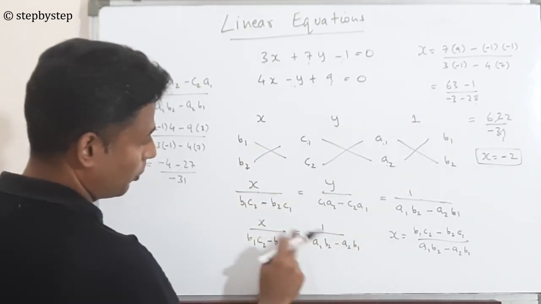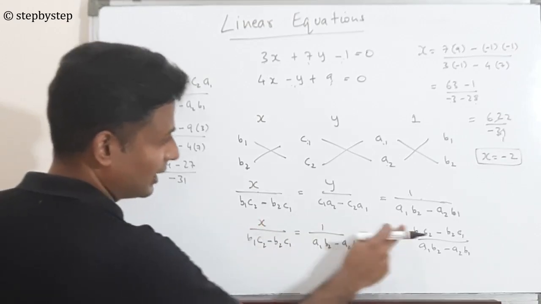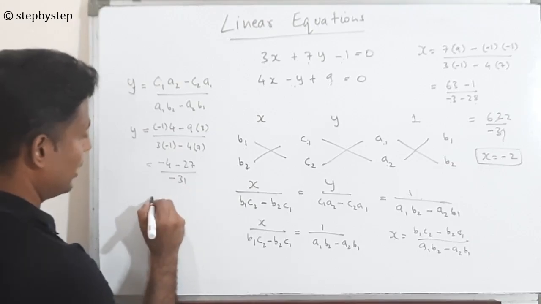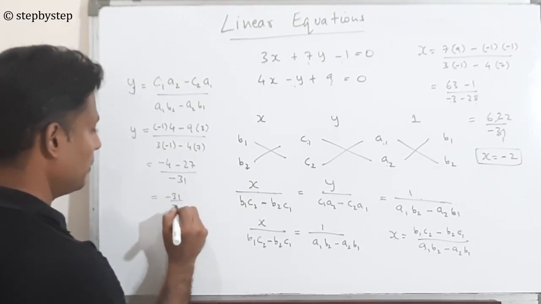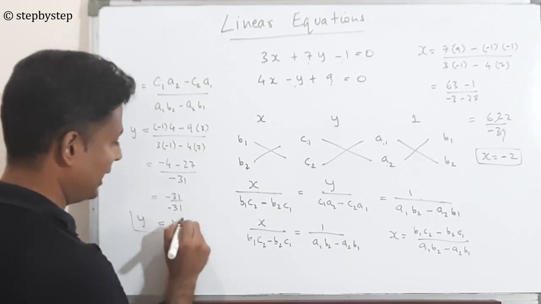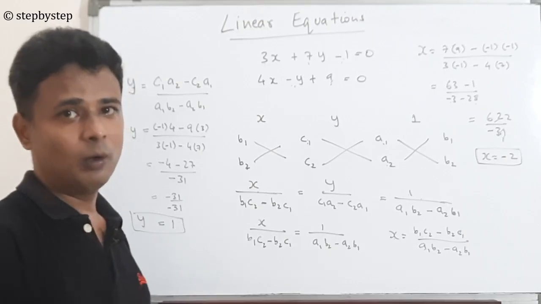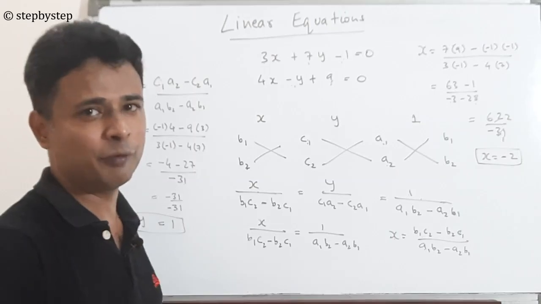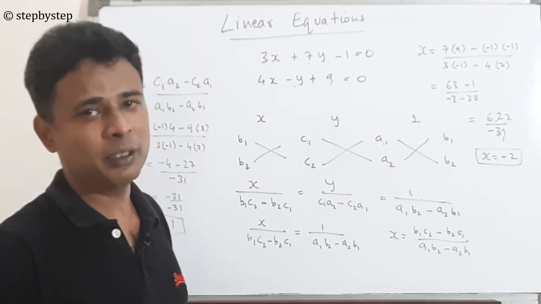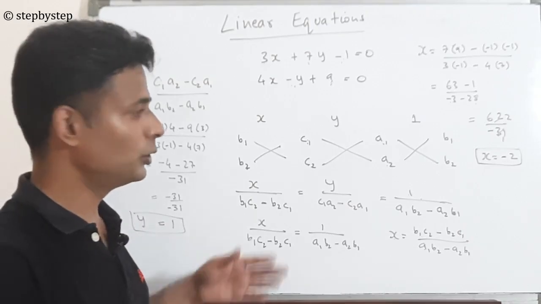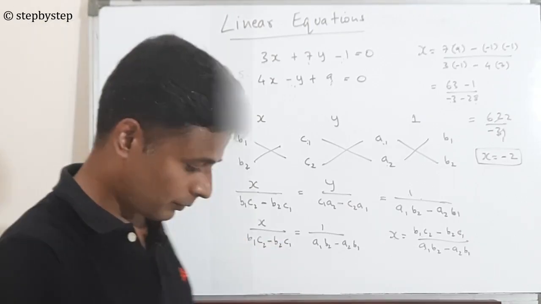The denominator for both, when I'm finding x and y, will be same. So I get minus 31 by minus 31, which is equal to 1. So what is the value of y? Equal to 1. And this is a lot of work. This is why this is not a preferred method, but better know it, because by chance if they ask you in exam to use this method, you need to know it.